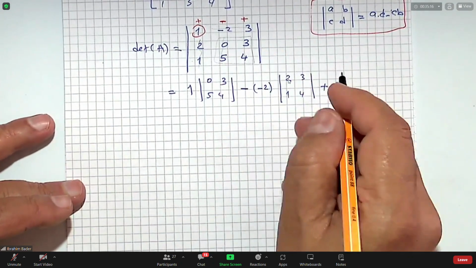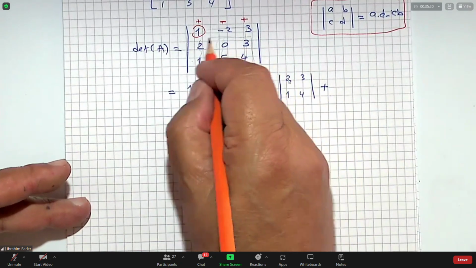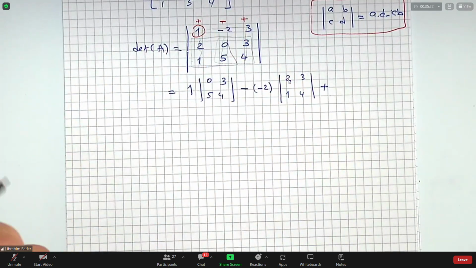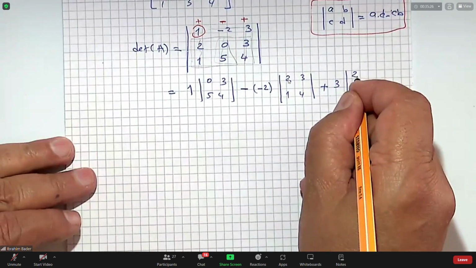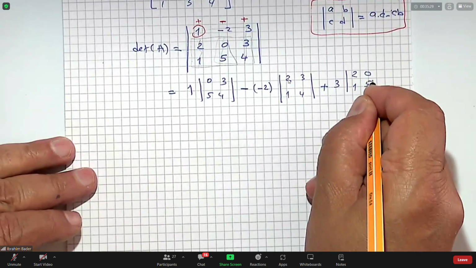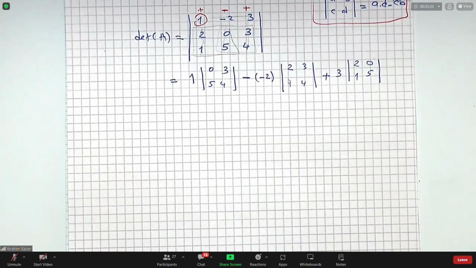Again, plus. So here now I cancel this one, that one. I am left with 2, 0, 1, 5. Okay. So 3 times 2, 0, 1, 5.